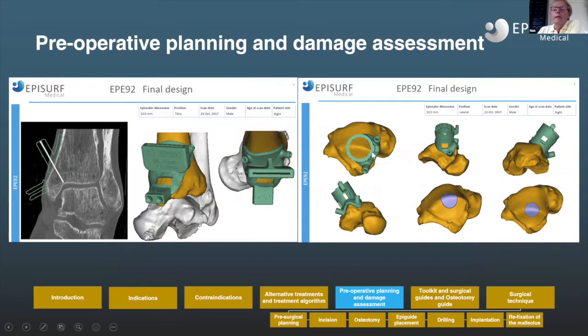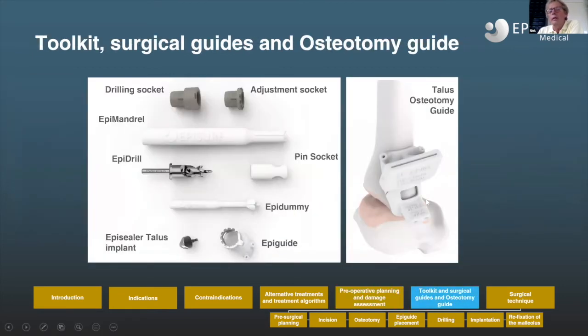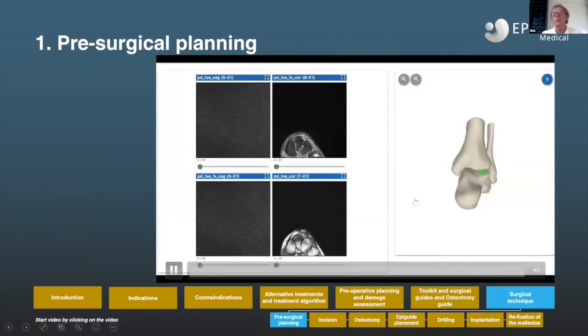And here you see the guide for the cap, for the Episealer, which again fits exactly to the patient, and this is then the implant. The toolkit, we talked about it already, the guide for the osteotomy. It will give you also the exact depth. And this is the toolkit, which is relatively simple. Here you see the guide, here you see the Episealer, and this is the instrument, which is basically very, very simple.